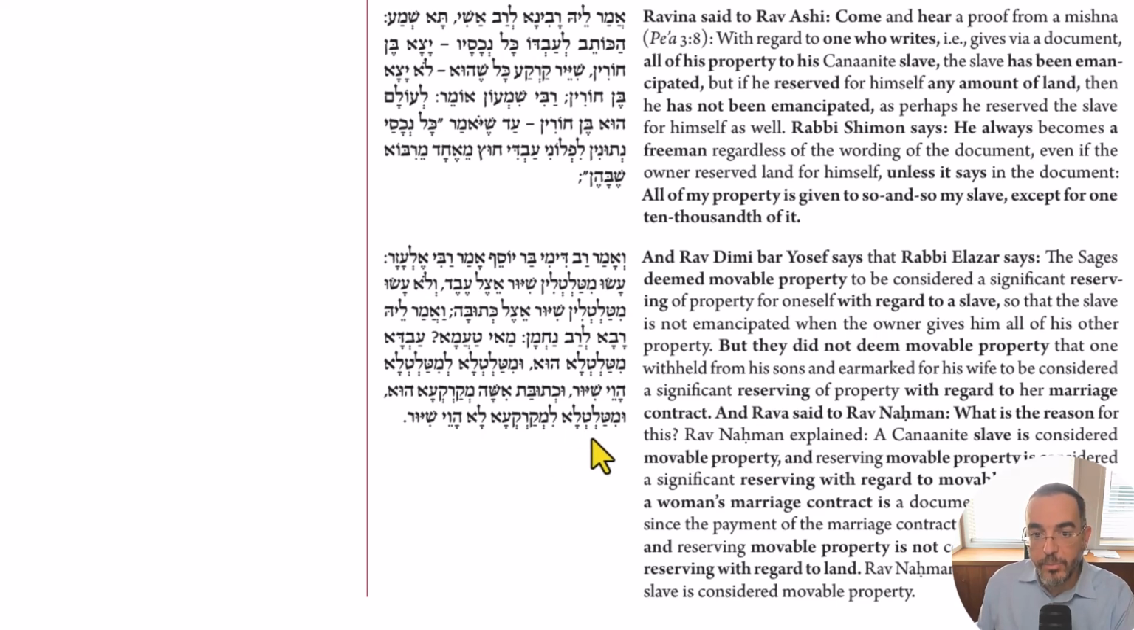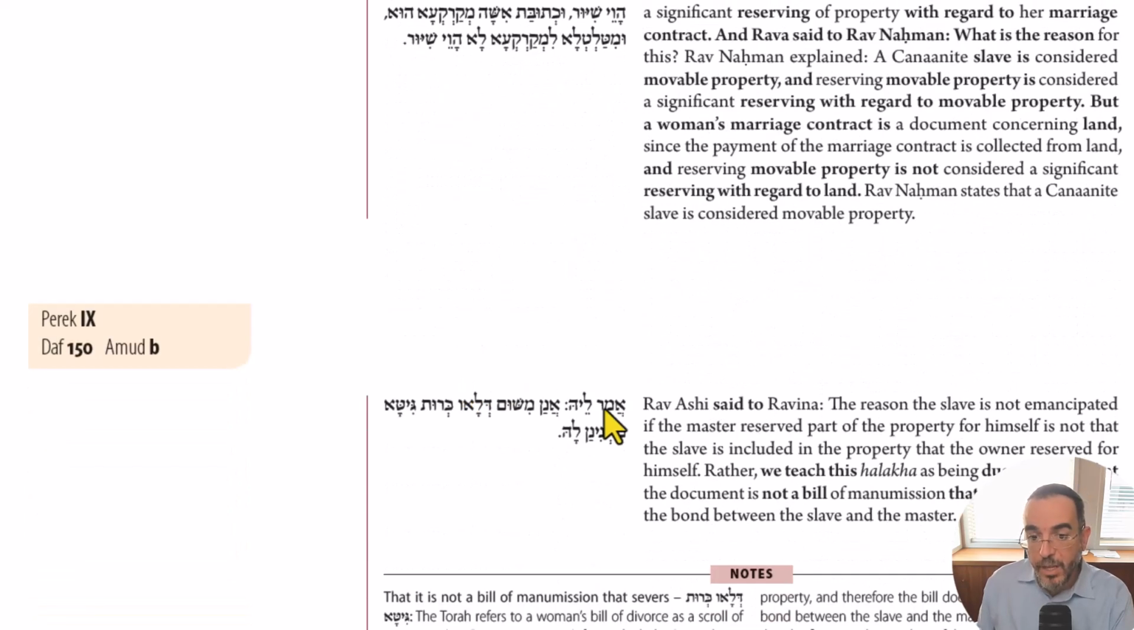Okay. So, to return to the original question: are slaves considered land or movable items? Although from the Tanna Kamma here, it looks like they're land. But the main point of Ravina's challenge to Rav Ashi, or attempted proof, is from here that if the master withholds movable items, then he does not go free because, as Rava explains to Rav Nachman, slaves are considered movable items themselves. So that's a proof that they are movable items, right? Amar lei anan mishum delav kerut gita matninan la.